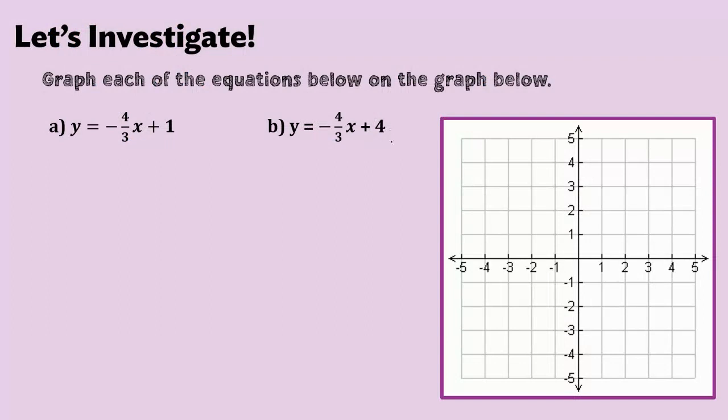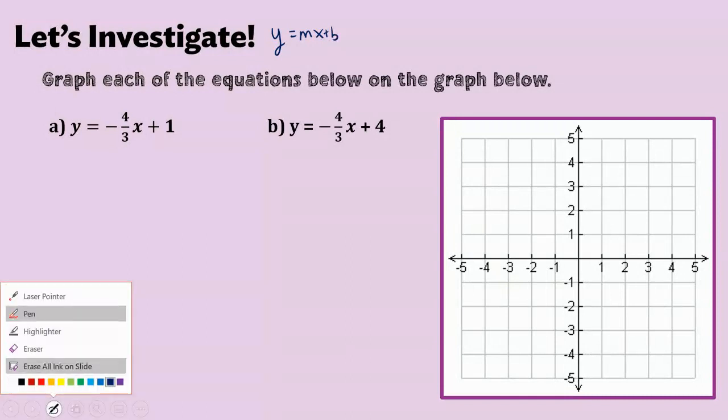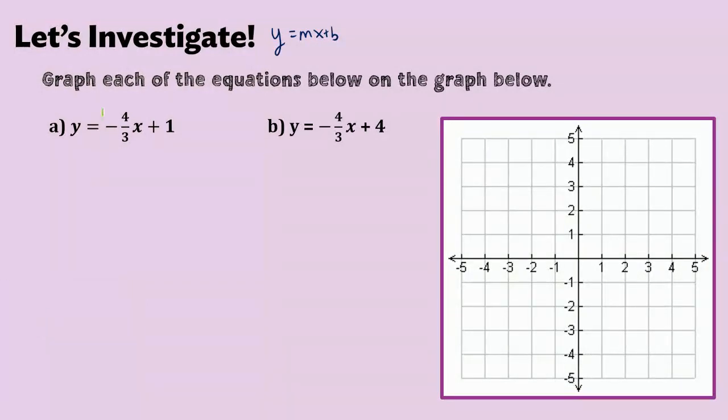So let's investigate. Let's graph each of the equations below on the graph below. Maybe you have this printed out, maybe not, and you're just doing it on scratch paper. That's fine too, but I would say maybe pause the video and try it. These are both given to us in slope-intercept form, y equals mx plus b. So let's start with line A, and I see that the slope is -4/3, so my line's going to decrease. That's a good thing to go into it knowing, and my y-intercept is 1.